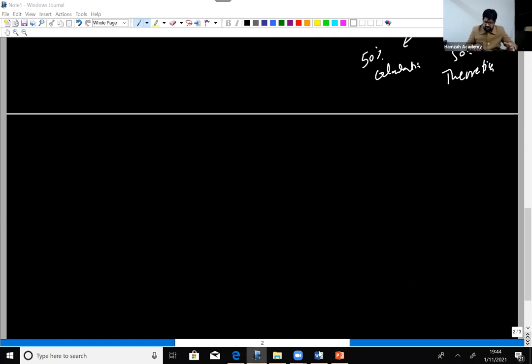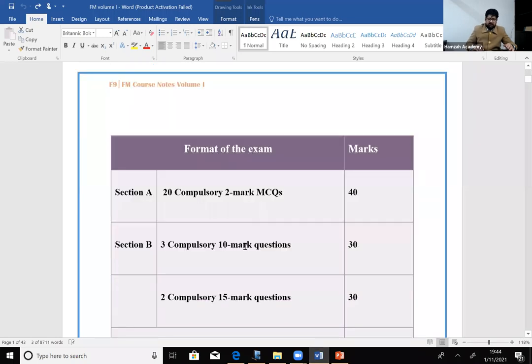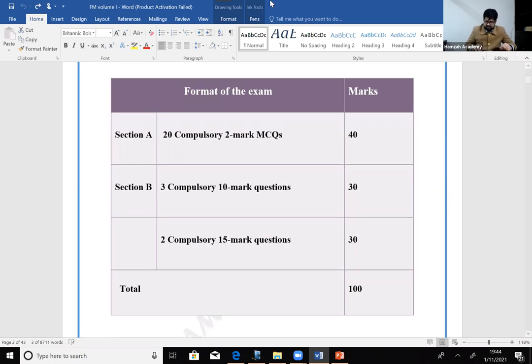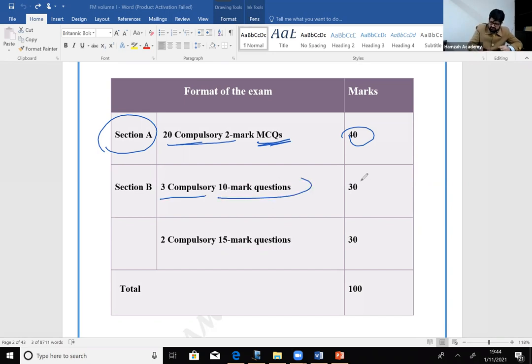Now, the subject has the following exam format. Section A is compulsory: 20 MCQs, 20 cross 2 is equal to 40 marks. Section B is 3 compulsory 10-mark questions, 30 marks. These are MTQs, which means each question has 5 further short questions, so 3 questions means 15 questions are there. So 30 marks are there.